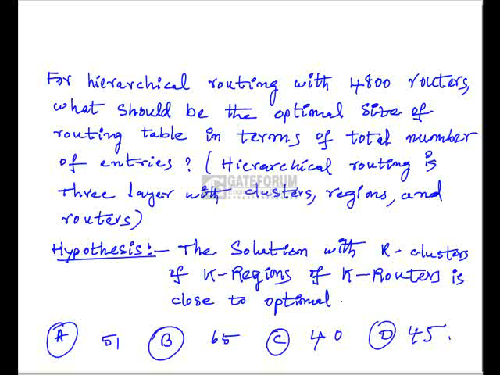If you have 4800 routers and you do not follow the hierarchy, if you don't divide the routers into regions and regions into clusters, as in the 3-layer hierarchy, then we need an entry for every router. When you divide, for example, if some set of routers are divided into regions, only the region number needs to be mentioned to go to that router in that region. If regions are divided into clusters, we only need to mention the cluster number. So we need to find out the total number of entries.